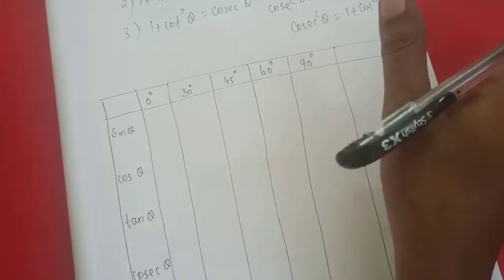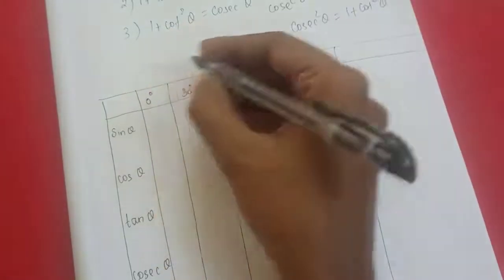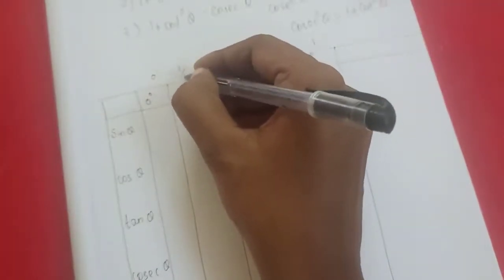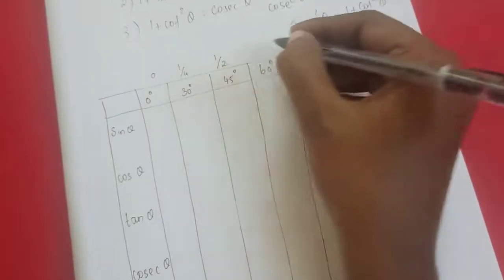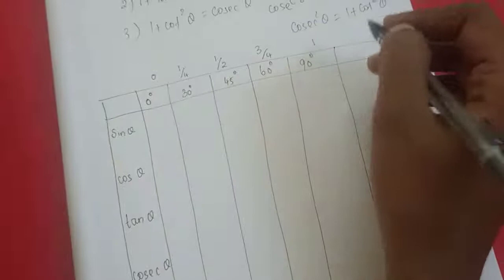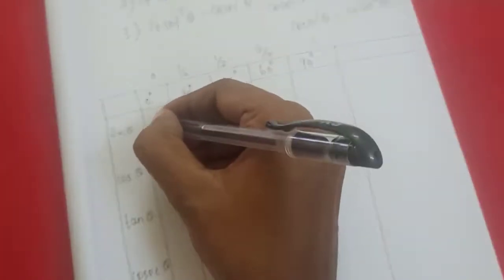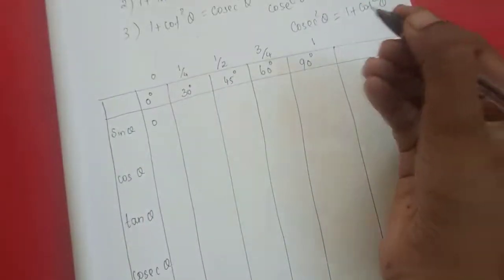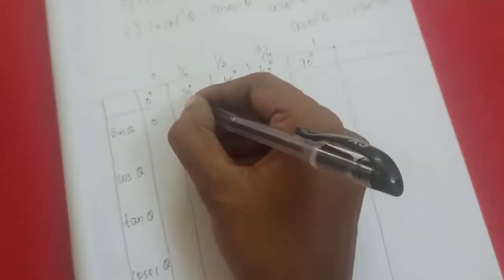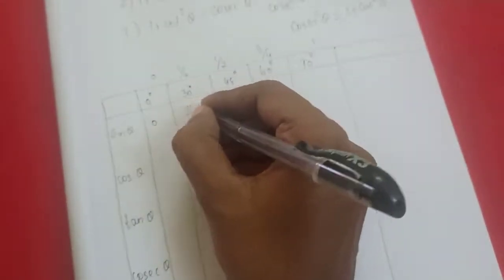So already in 9th grade maybe teachers taught you that. So what will you do? 0 to 1, we need to take 1 by 4, 1 by 2, 3 by 4. Understand? So 0 to 1, in between you need to take 1 by 4, 1 by 2, 3 by 4. Take the square root of all the values for sin theta. So 0, the square root value is 0. 1 by 4, what's the square root value? 1, the square root value is 1. 4, the square root value is 2.